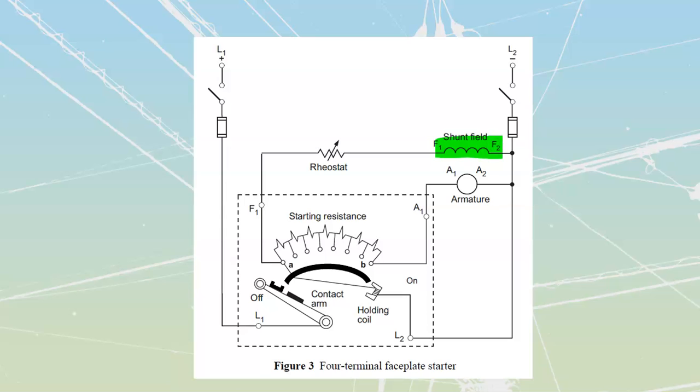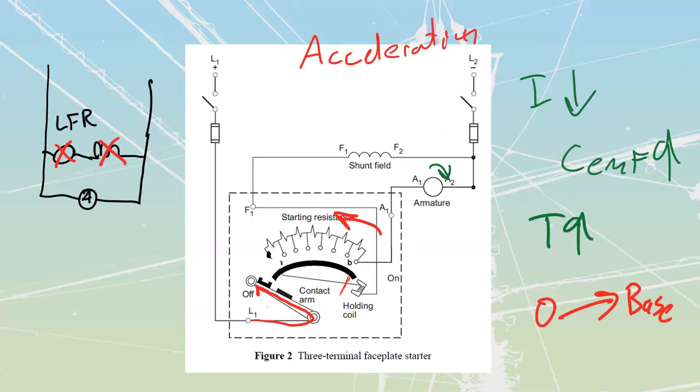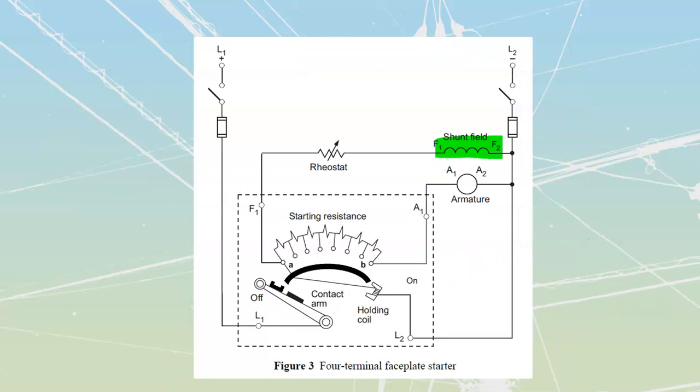Now, this one is different than what we just saw in the 3-terminal. The 3-terminal over here gave me loss of field protection, or no field type of protection. We saw that through this little relay, which was acting as both my holding coil and my loss of field relay that I saw over there. This one over here is going to be different in that this holding coil is simply going to be a holding coil alone.